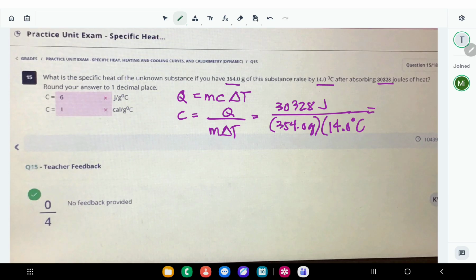So c here is just, what's that? 3,328 divided by 354, divided by 14. I got 6.119 joules per gram degree Celsius. It says 1 decimal place, so this is 6.1 joules per gram.